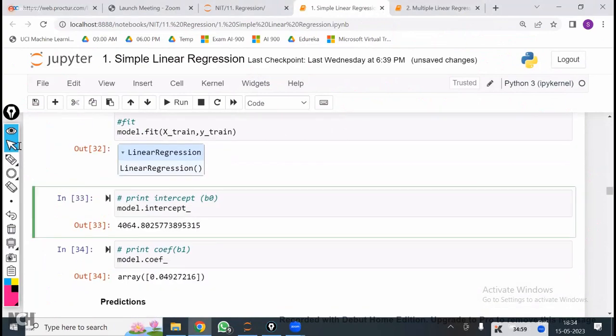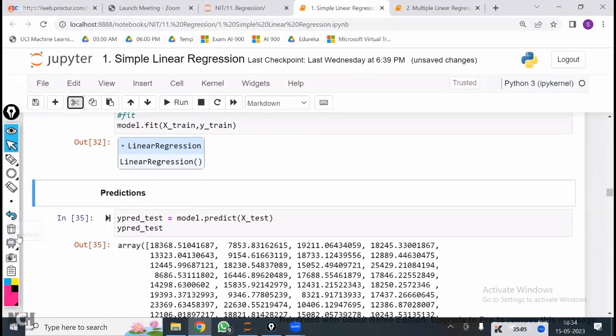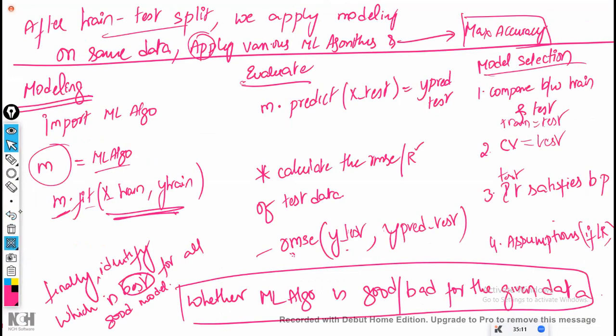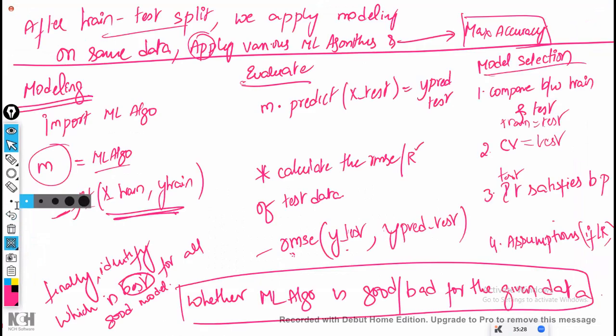And once this is completed, what is the second step I have told you? Next, model dot predict on the X test and store in the Y pred test. I'm doing the same. After prediction, what is the next step I have told here? Calculate the RMSE or R square. If the given business problem is of RMSE means we have to calculate RMSE. If the business problem is related to R square means we have to calculate the R square.